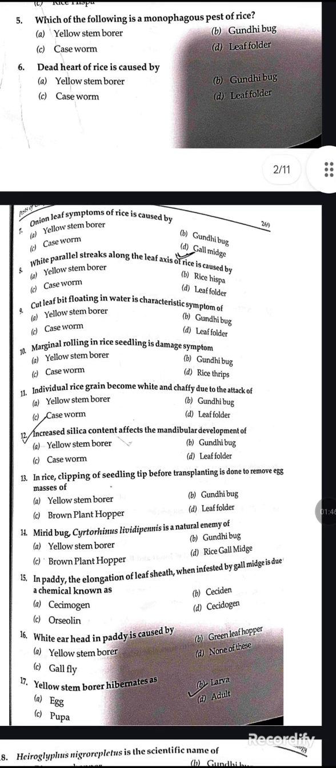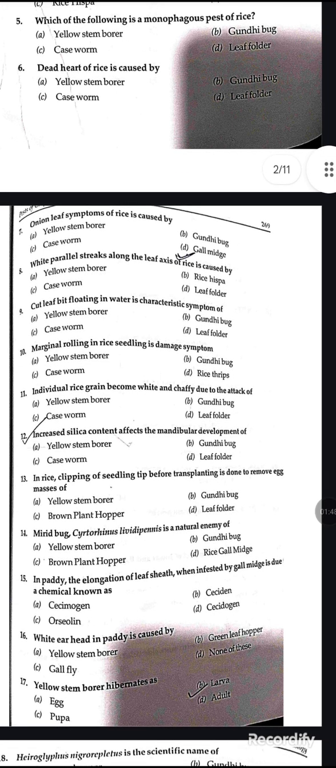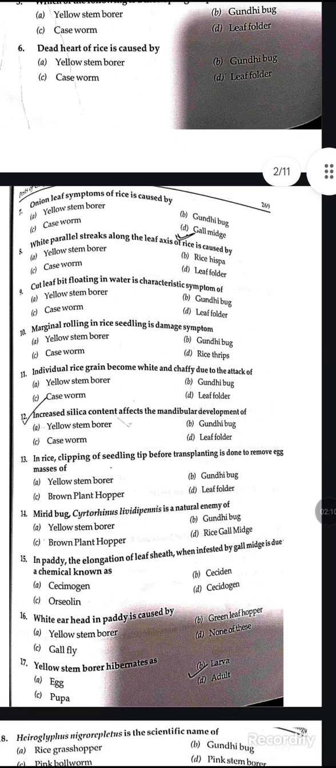Individual grains become white and chaffy due to the attack of what? Gandhi bug. So whitening and chaffiness of grain is the Gandhi bug. Increased silica content affects the mandibular development of yellow stem borer or what? Leaf folder. So increased silica content affects the mandibular development of leaf folder.